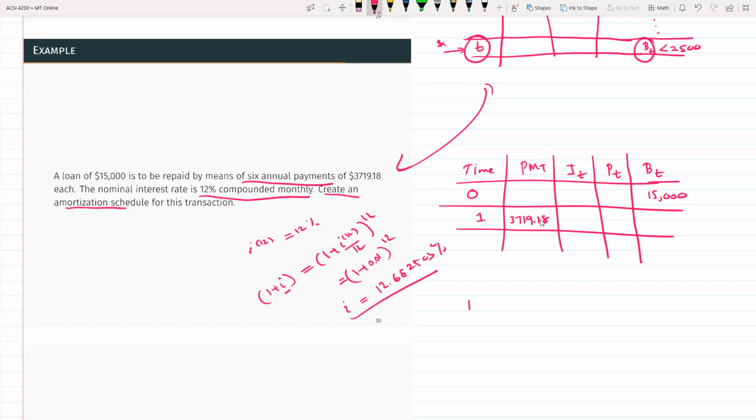Then the interest due at the end of year 1 would be what? I1 would be 15,000 times that rate, 12.682503%, which would be 1,902.375452. Then you subtract that amount from the payment to see the principal amount. So the payment is 3,719.18 minus this, you get 1,816.80, and you subtract that from 15,000 to get the new outstanding balance, which would be 13,183.19545. So you can continue this.